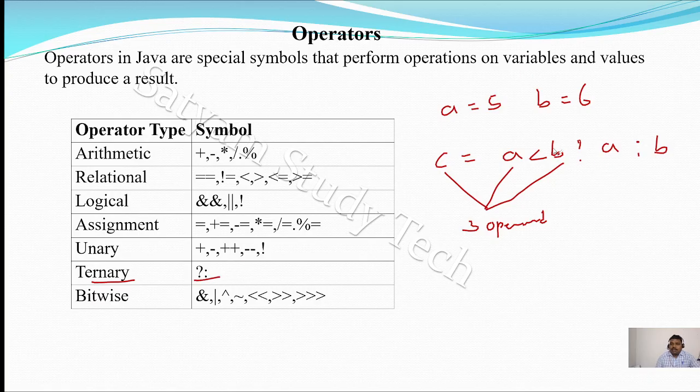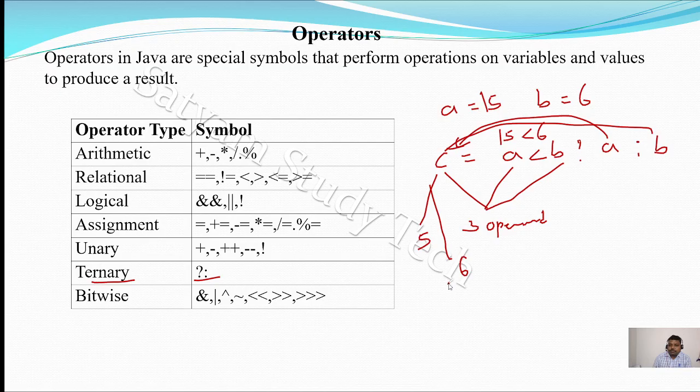So here you can see 5 less than 6. The condition is true. That means A is assigned to C. If you print C, what is the value here? 5 is the value. For example, if A is 15, you can see 15 less than 6. Is it true? It is false. Then B is assigned to C. So what is the C value in that case? That C value is 6. This is the ternary operator, right?